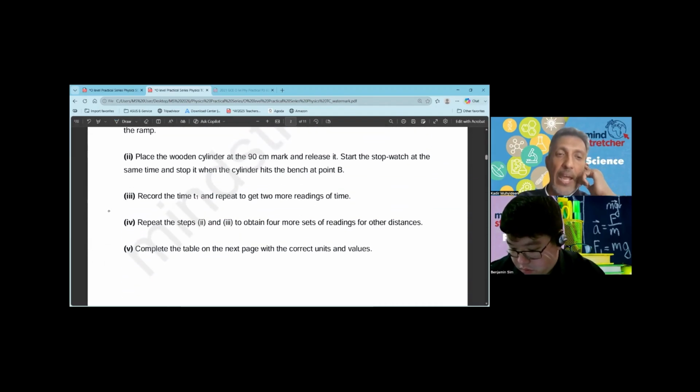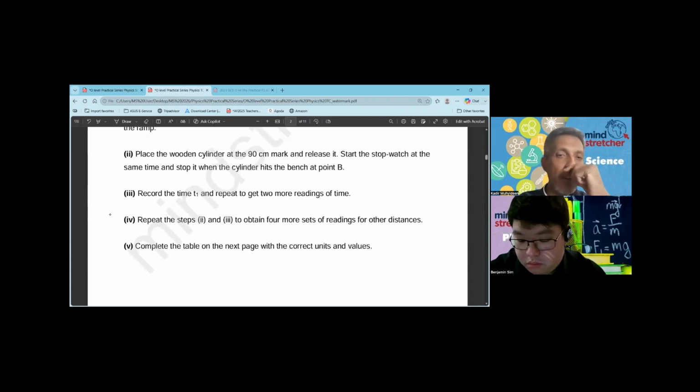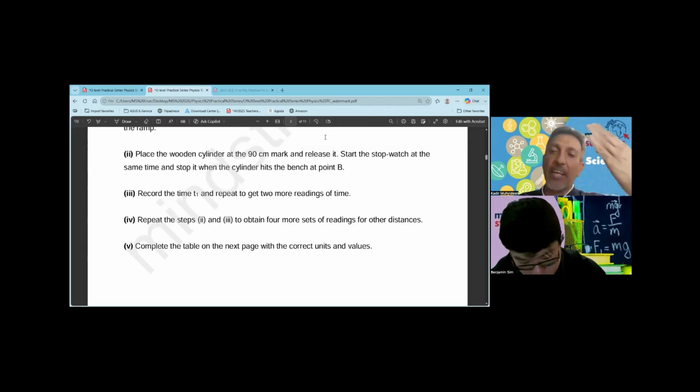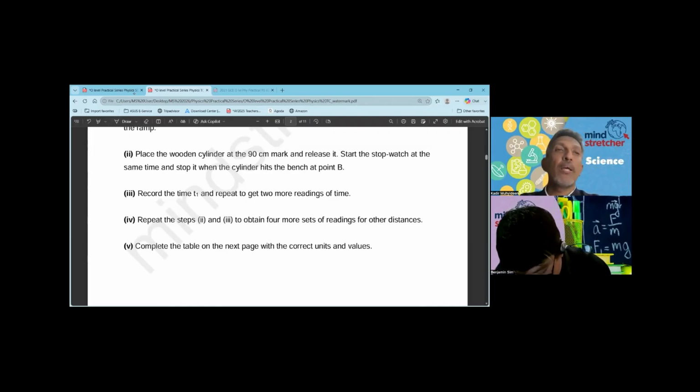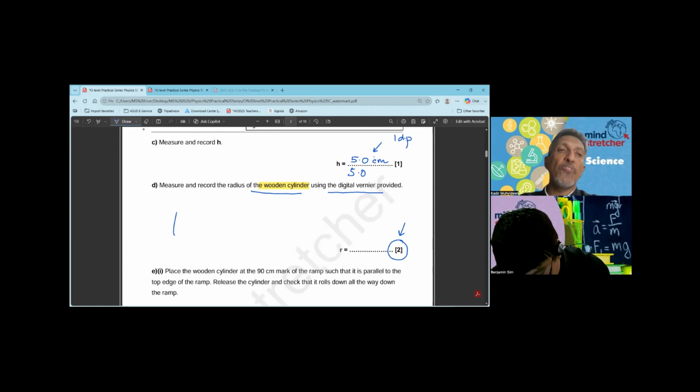Okay, and that's it. Record the time T1 and repeat to get 2 more readings of time. Repeat steps 2 and 3 to obtain 4 more sets of readings for other distances. Okay, and complete the table. Guys, of course, you will not have the readings. The readings are not so important, but can you try to fill up the table, please?